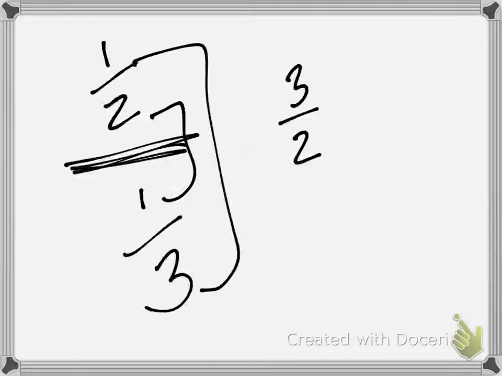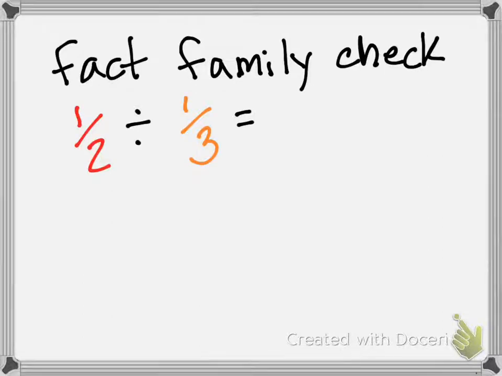I want you guys to complete a fact family for this problem that we did. 1/2 divided by 1/3. So, here's what we know. 1/2 divided by 1/3. Do we know that off the top of our heads? No, we don't know that off the top of our heads. But we know how to do it with multiplication. So we'll get there. How do I do this with multiplication? Yes, Lucy.